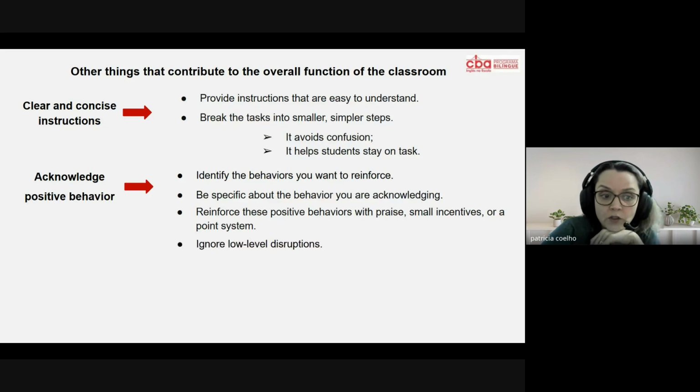And ignore low-level disruptions. Some kinds of behavior cannot be ignored, and we have to attack them right away. Bad words, pushing or trying to hurt, dangerous things, or something very unacceptable, we have to stop and attack it, even if we have to say something in Portuguese. But low-level disruptions should be ignored, okay?